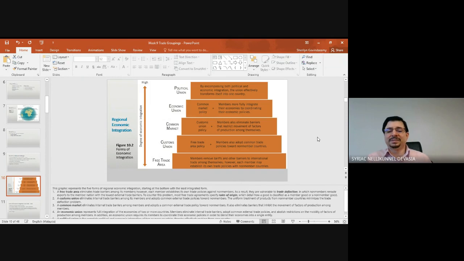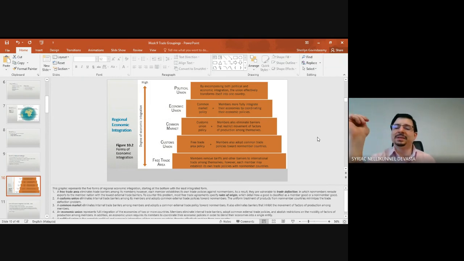Next is the customs union. So they have a free trade area, and the members adopt common trade policies toward non-member countries. That means all members have a common policy towards a non-member country. Thirdly, we have the common market. It's a customs union where members also eliminate barriers that restrict movement of factors of production among themselves. So they will take away most of the barriers, especially when it comes to markets.